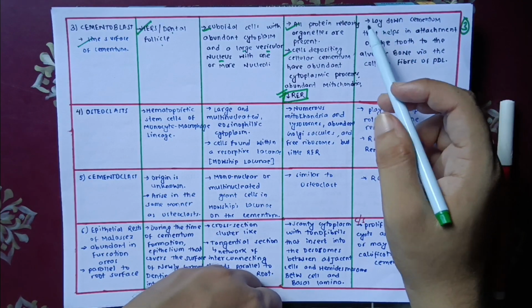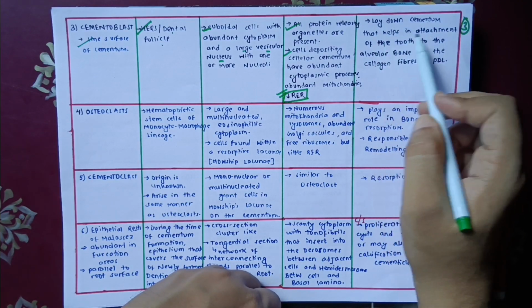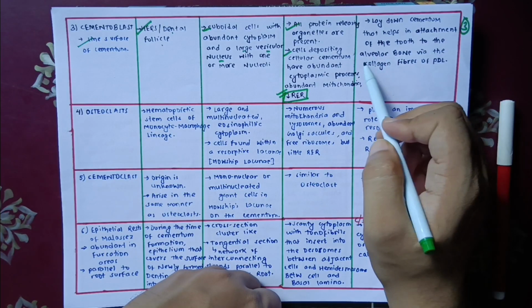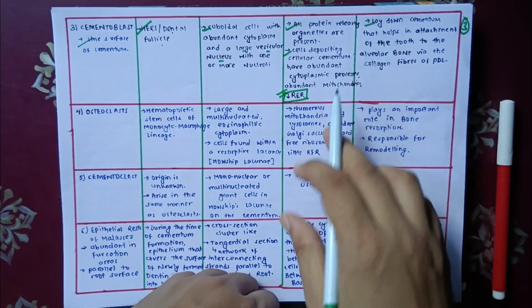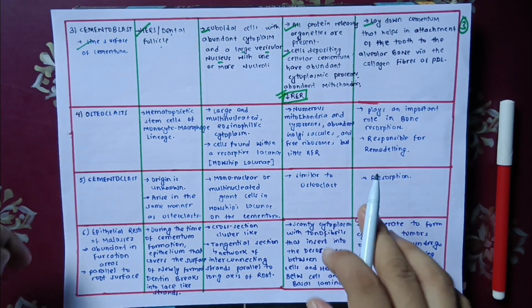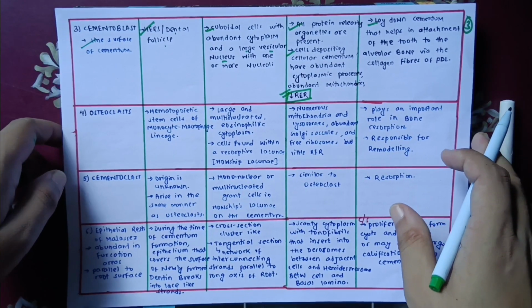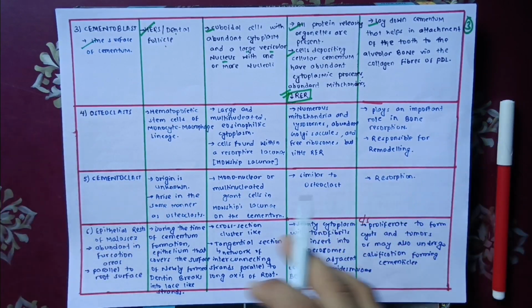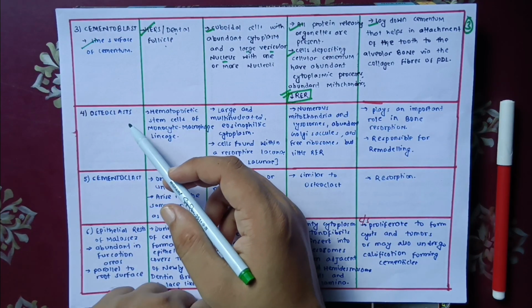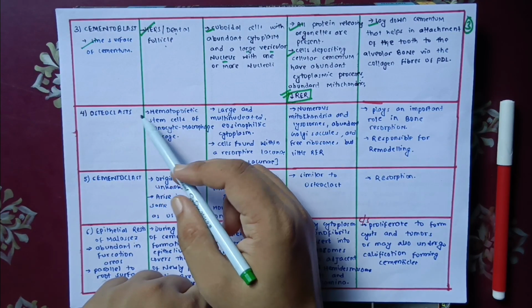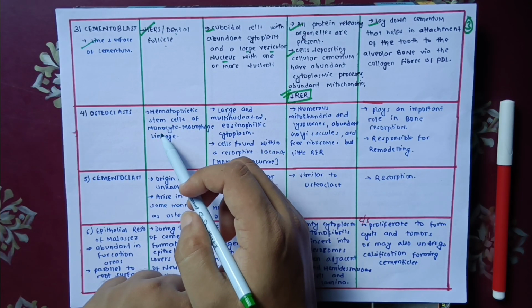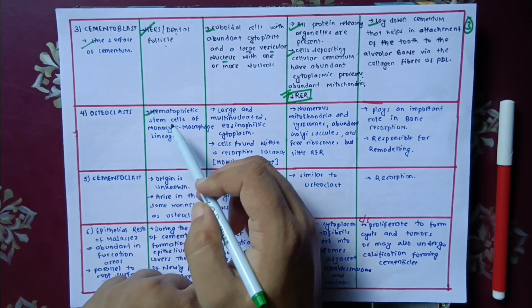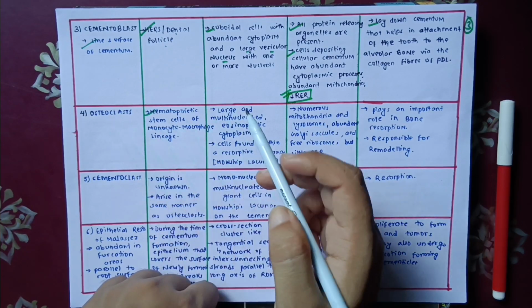In the function section, it lays down the cementum that helps in the attachment of the tooth to the alveolar bone via the collagen fibers of the periodontal ligament. So it just forms the cementum. Now we will move to the resorptive cells, and first we will discuss the osteoclast. The origin of the osteoclast is from the hematopoietic stem cells of the monocyte macrophage lineage.